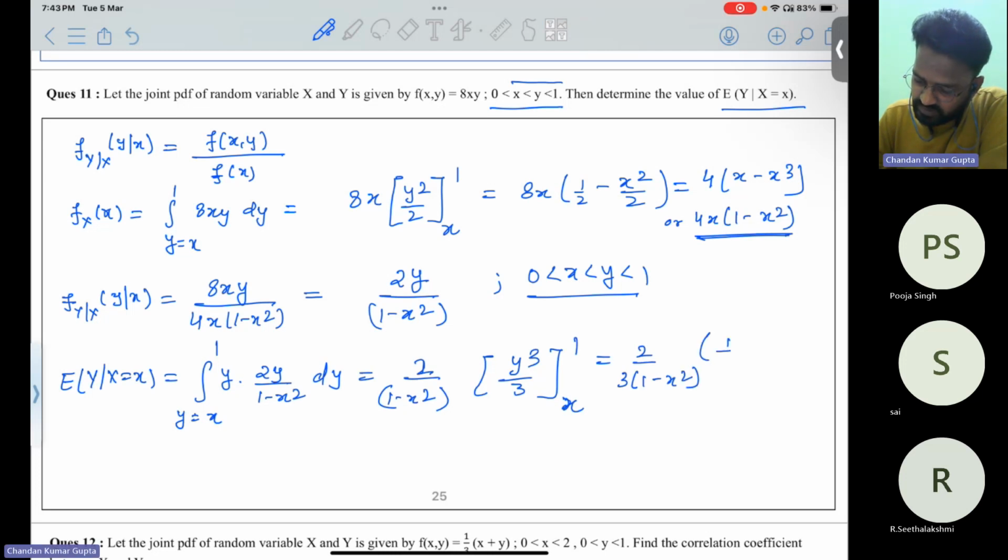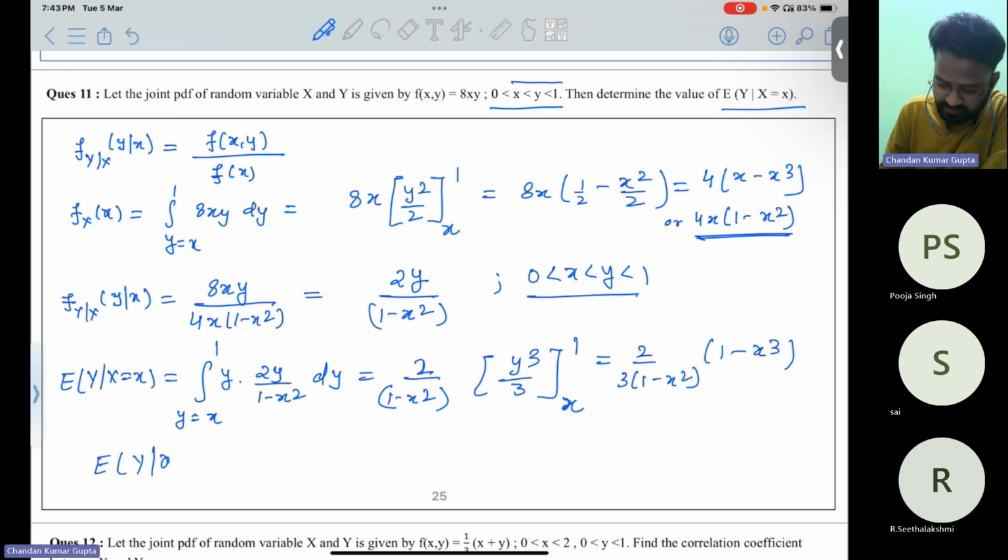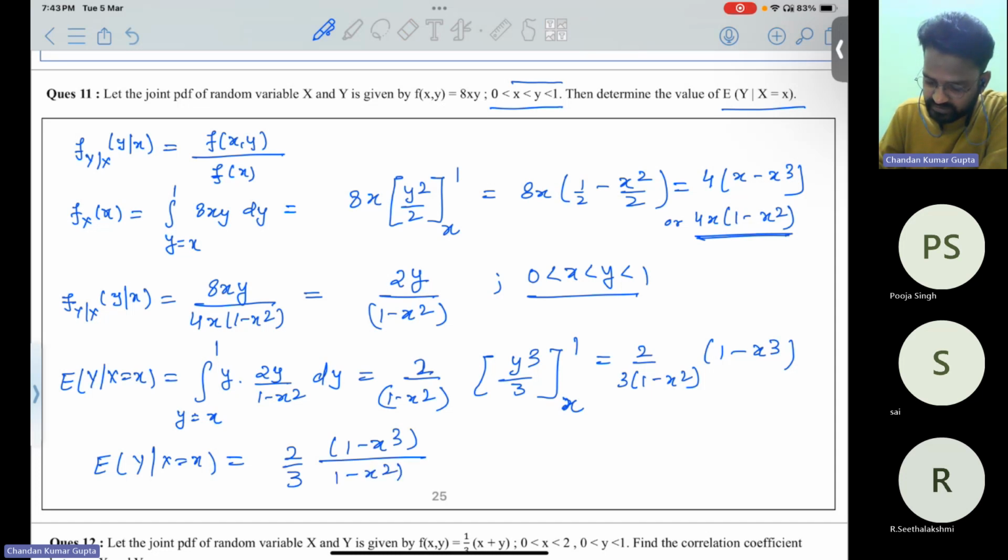It is like 1 minus x cube. So this comes out to be 2 by 3 times 1 minus x cube upon 1 minus x square. Is it okay?